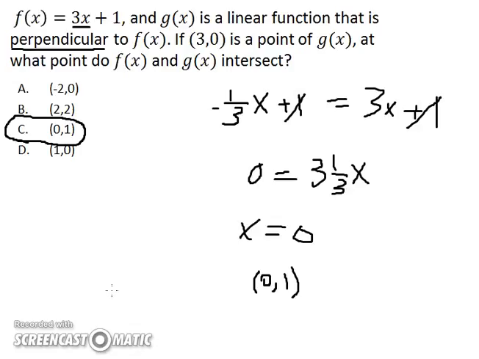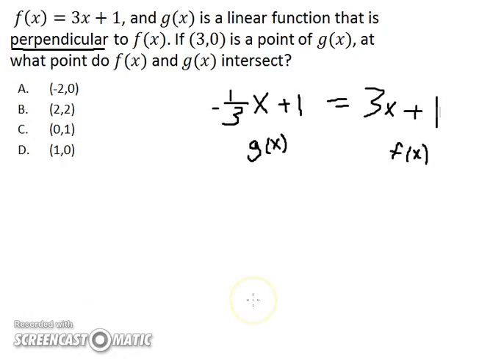Now I want to go back for a minute and show you a little shortcut. So jump back to this point where we had our g of x and our f of x set equal to each other. You'll notice that they both have a y-intercept of plus 1. That means they both intersect the y-axis at positive 1. So if you had your graph, x-axis, y-axis, here's positive 1. f of x goes through that point. Oh, it's a terrible drawing.